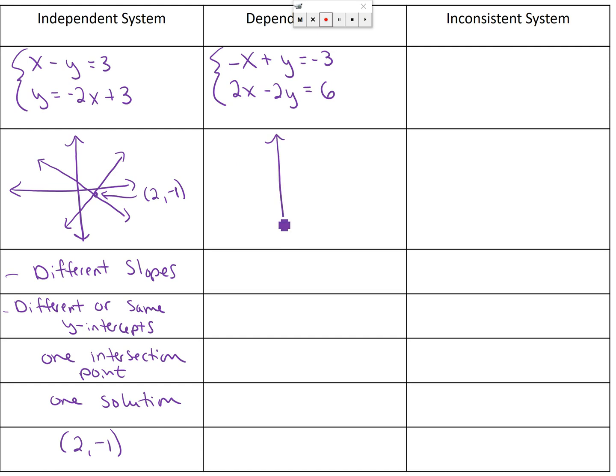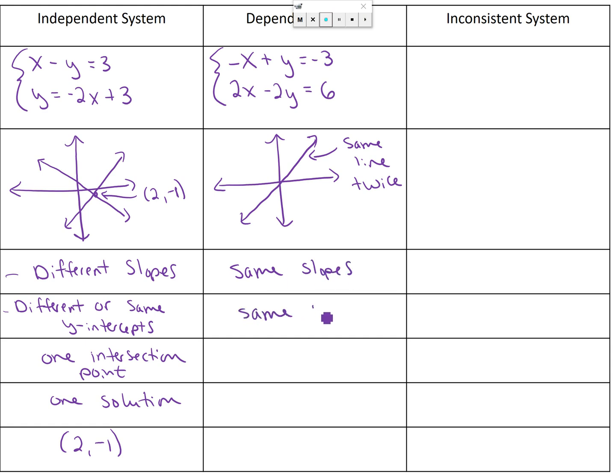When we graph them, this one again, I'm just sketching the graph. We got the same line. Same line twice. So that was different for us. We didn't do anything different to graph that line. We still just found our x and y intercepts, or used slope-intercept form if we needed to. We had same slopes, same y-intercepts. We had infinite intersection points. So we had infinitely many solutions.